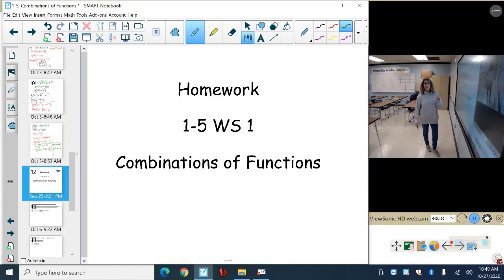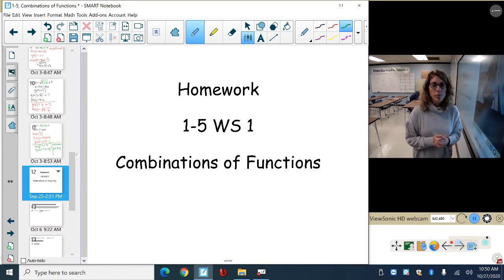Now, that tells us that tonight's homework is going to be 1-5 worksheet 1. This was a longer lesson, and where you're going to probably struggle is going to be the reverse combinations, the reverse composition. So if you have questions, please let me know.